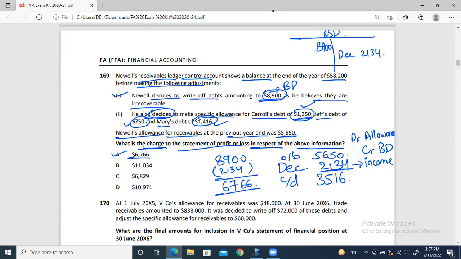And this is the final charge, because the charge basically means to net off all the figures, like recovered balances, the bad debts written off, and the increase or decrease. After adjusting for all the items, we have to tell the final charge. Bad debts and irrecoverable debts both have the same meaning. And we just adjusted for the allowance over here, and we got the final figure of 6766.